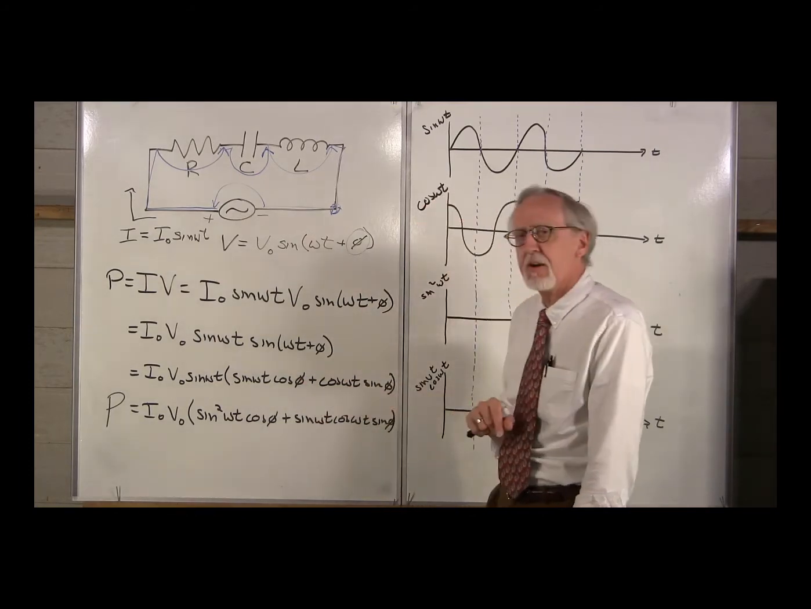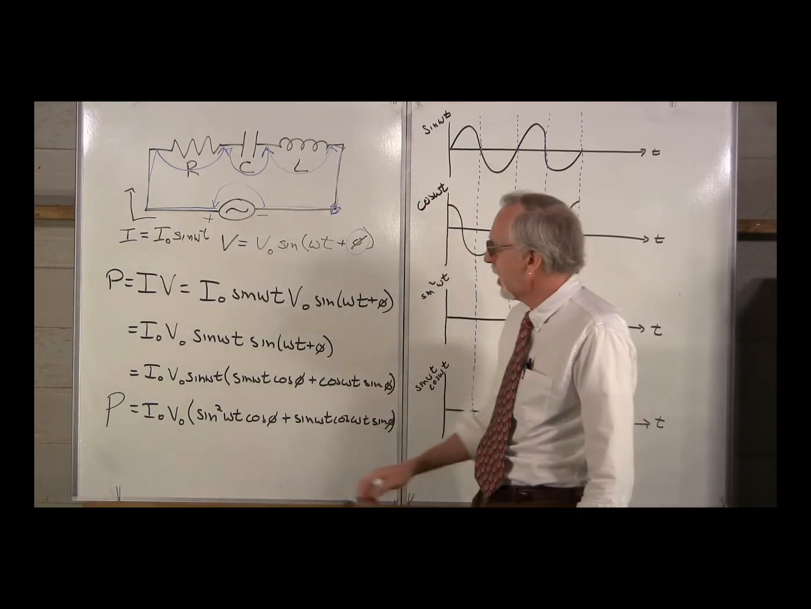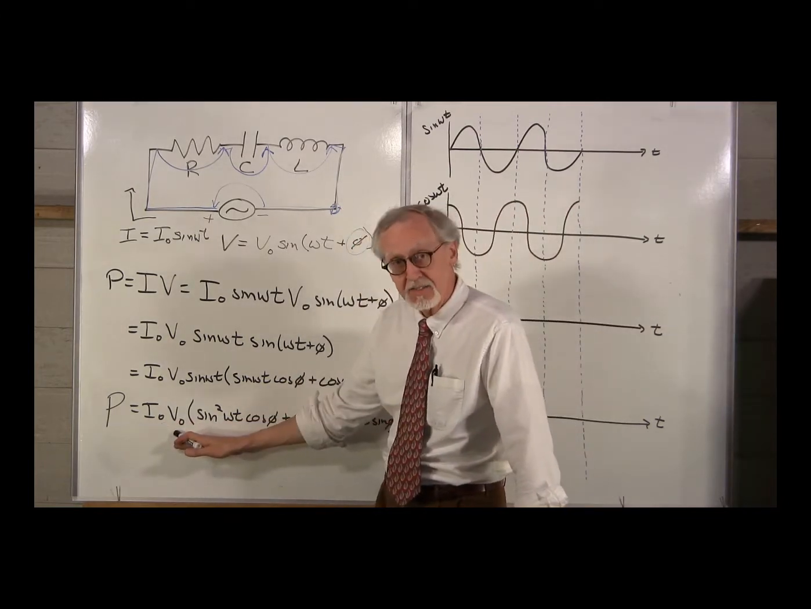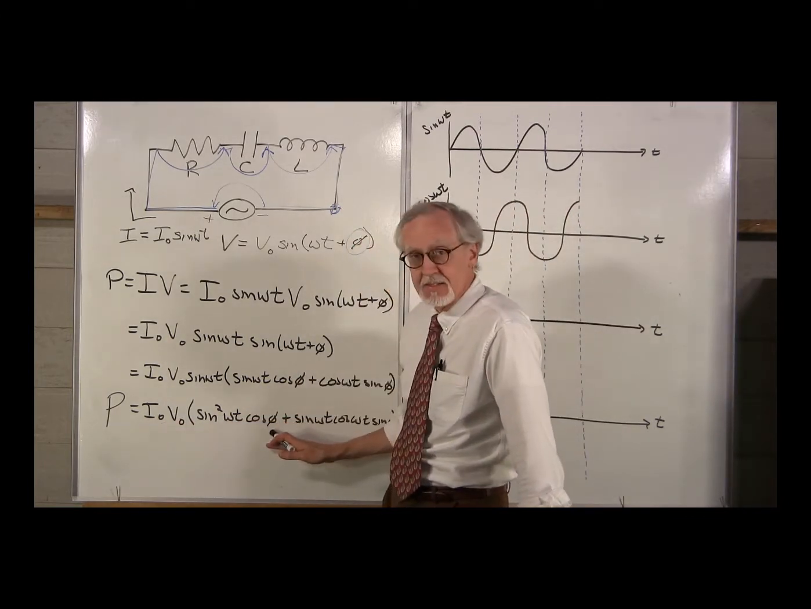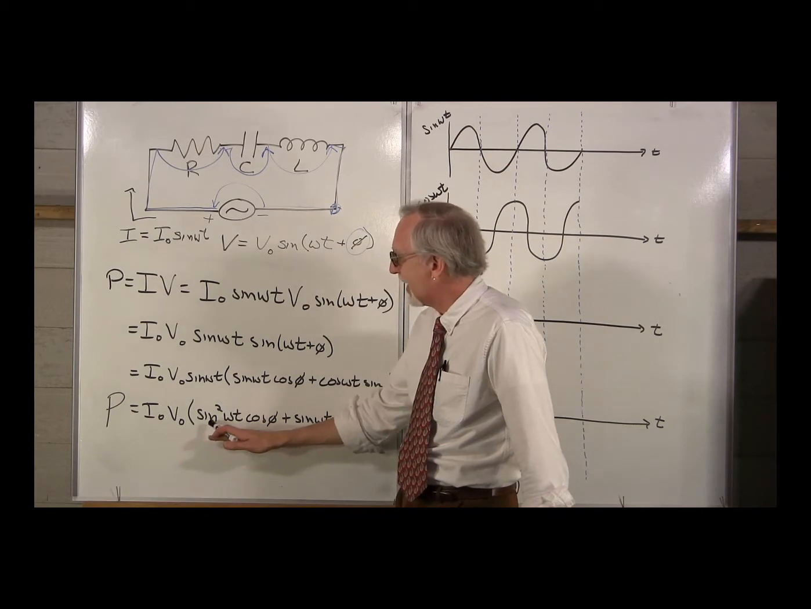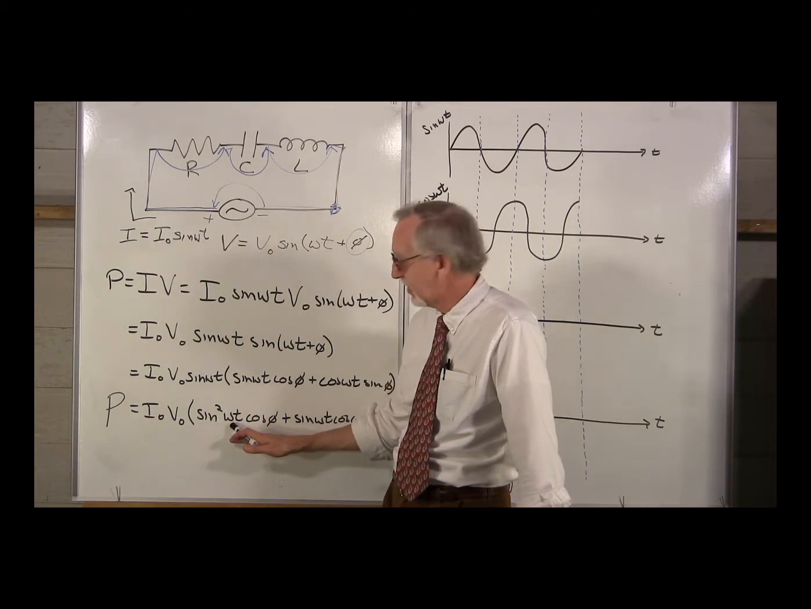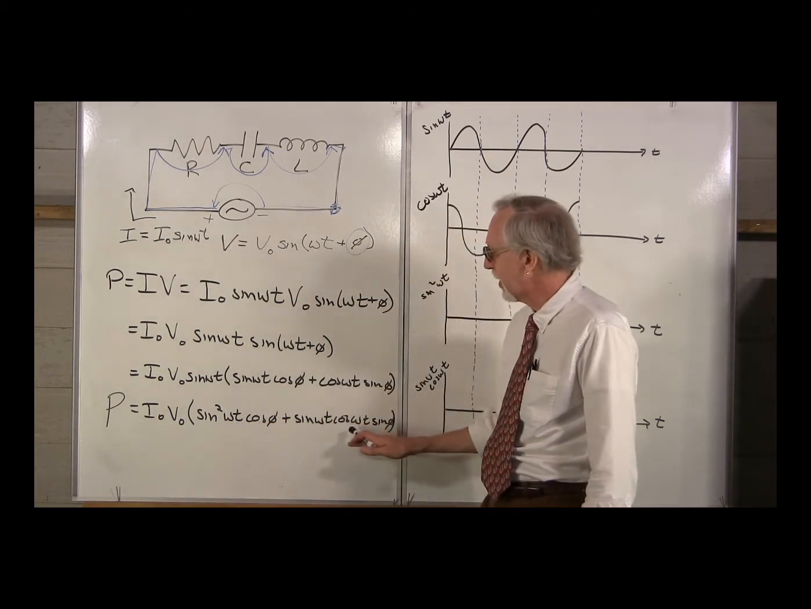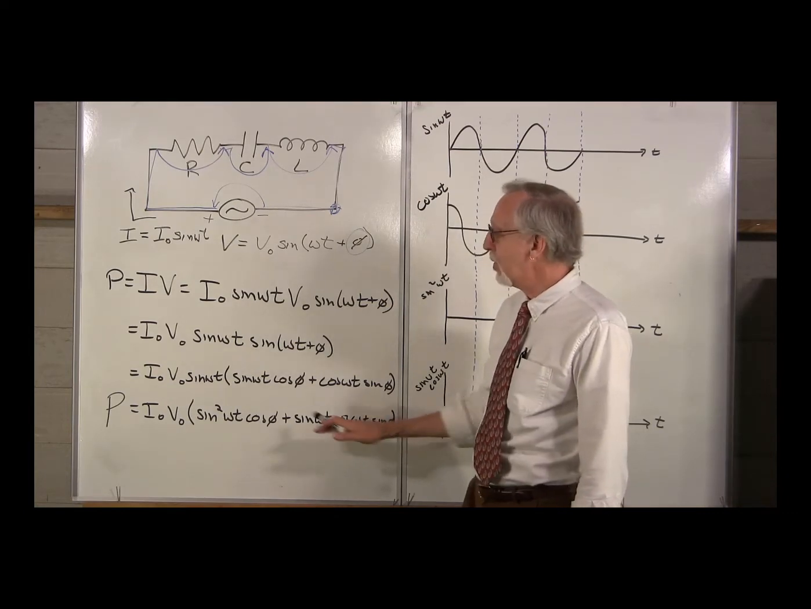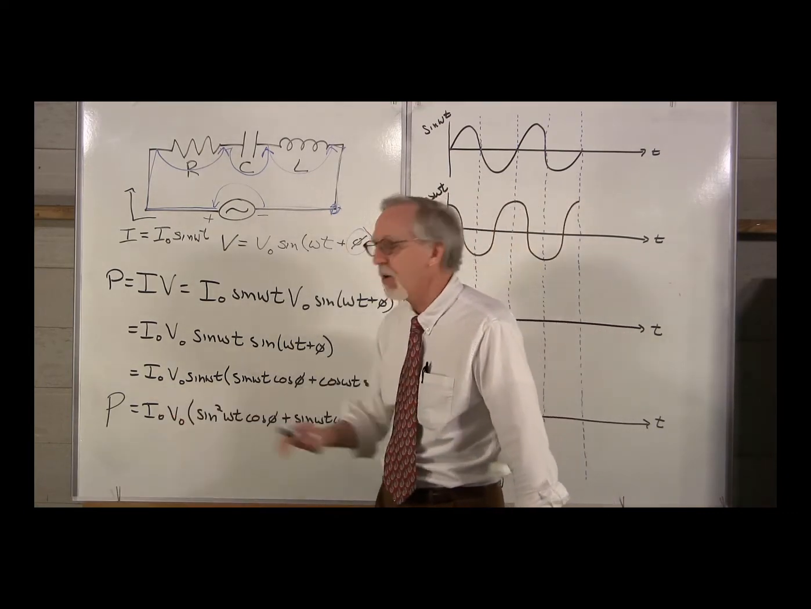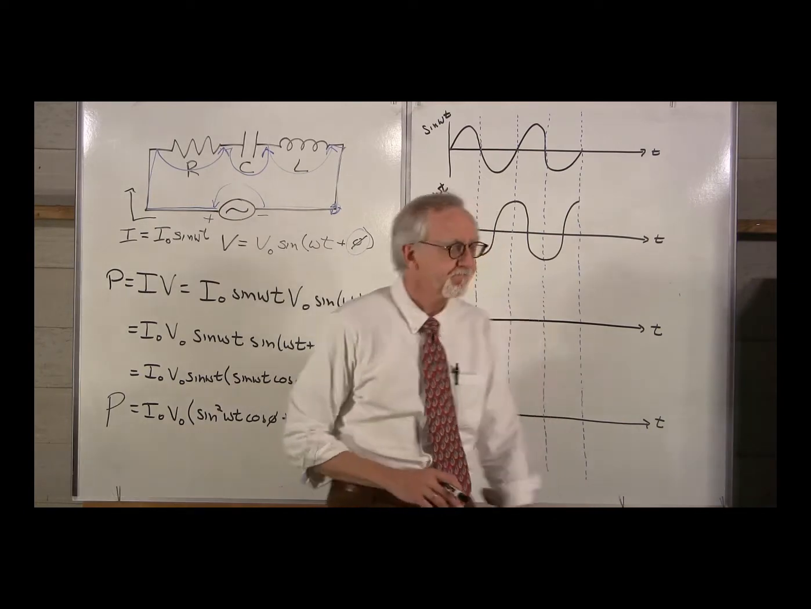So let's see if we can't figure out what's the average power. Well, I naught and V naught are constants. Phi is a constant. What we need to do is figure out what's the average of sine squared omega t and what's the average of sine omega t cos omega t. And then we can put those averages in there to figure out what the average power is.